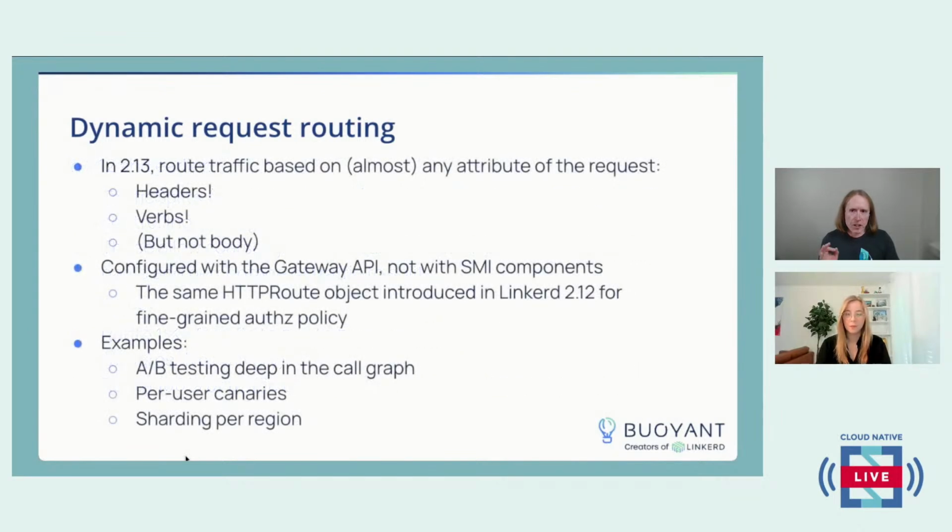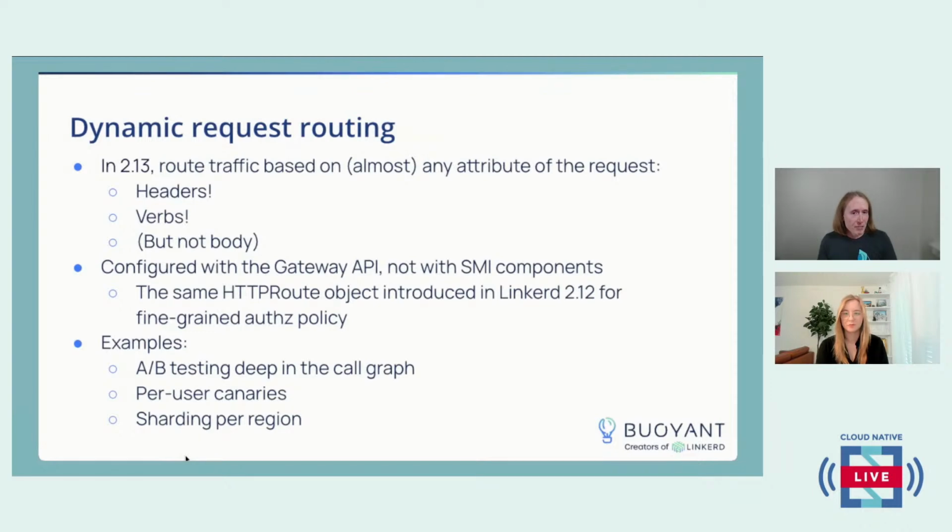In 2.13, we changed the world around. So in 2.13, you can route based on most attributes of the request. So you can route based on headers, the path, the verbs. You don't get to route on the body. This is still a service mesh, not an application firewall or something like that. But even just being able to route with headers and verbs and such gives you a lot of flexibility that Linkerd 2.12 simply did not have.